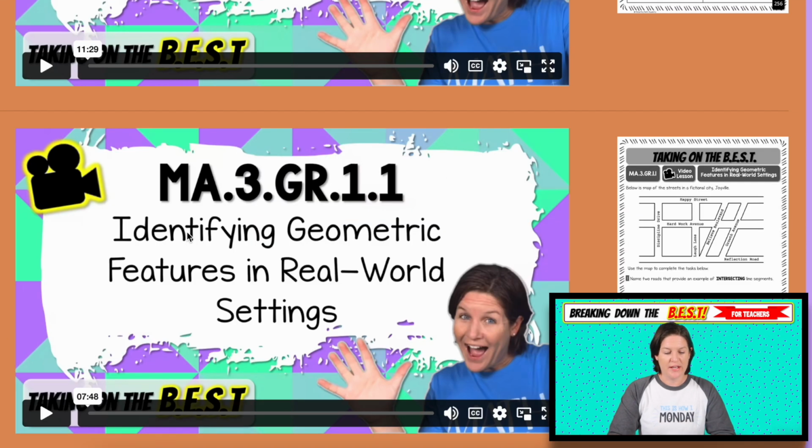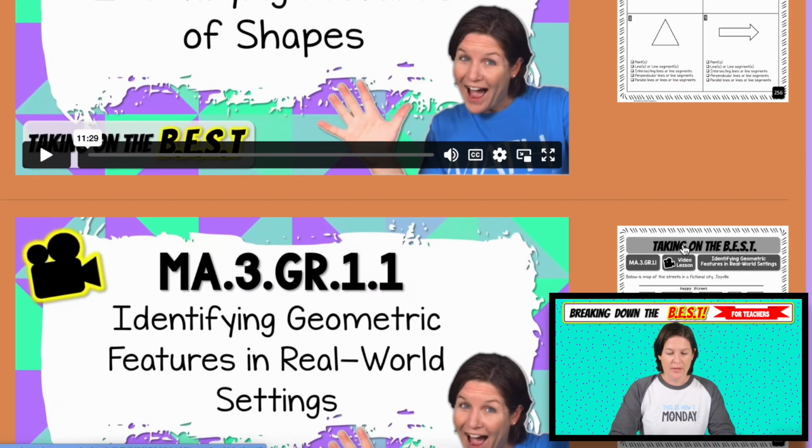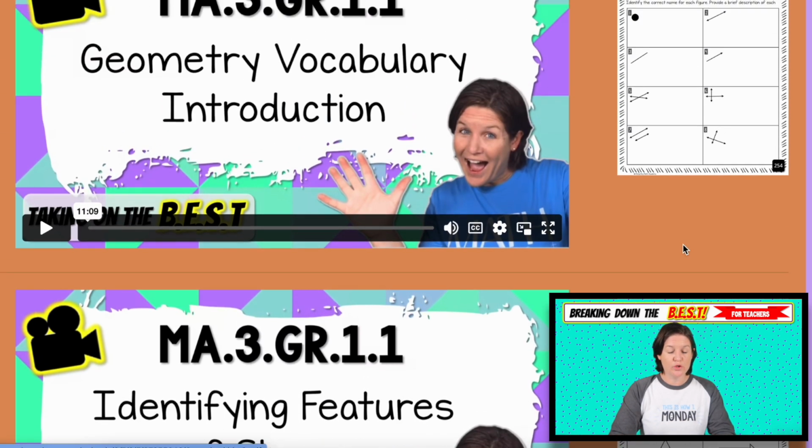And here's one where it's identifying geometric features in the real world, where we have a map of a city with roads and having to determine, do we have roads that are considered to be perpendicular? Do we have roads that are considered to be parallel or intersecting? All of that. Okay, so the whole goal with these videos is to make math fun and make it click for them. The expectation is not that they will walk away from these videos knowing everything, right?